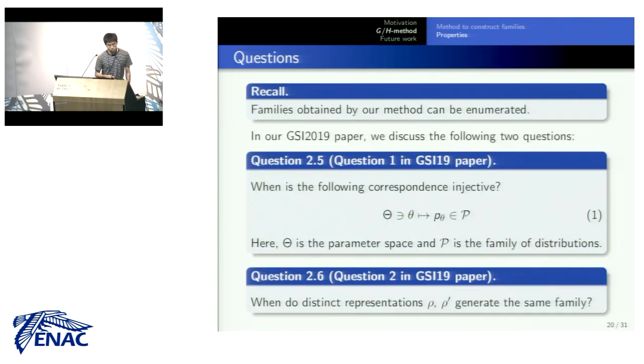Now let's consider the following two questions. Please recall that the families obtained by our method can be enumerated. To show this and enumerate practically, it is important to consider the following two questions mathematically. The first question is, find whether the following correspondence from parameter space to the distribution is injective. And the second question is, when do distinct representations generate the same family?